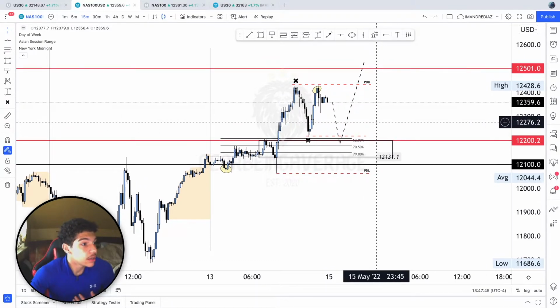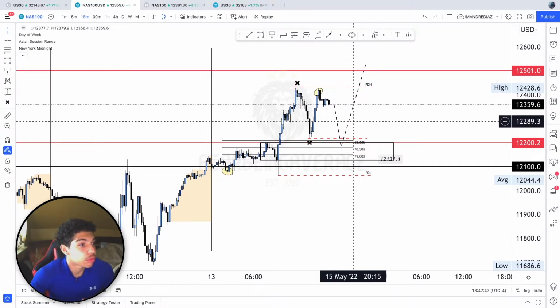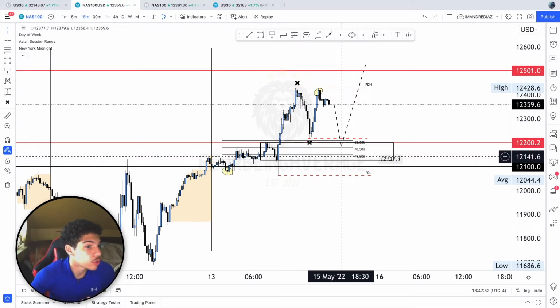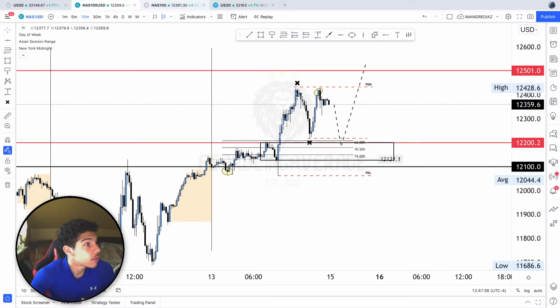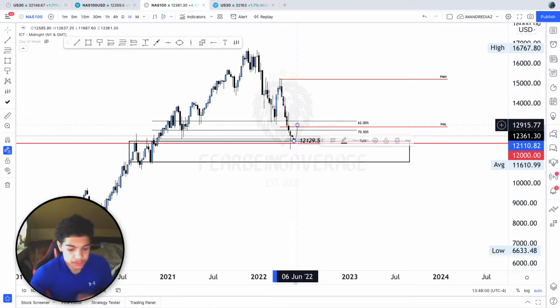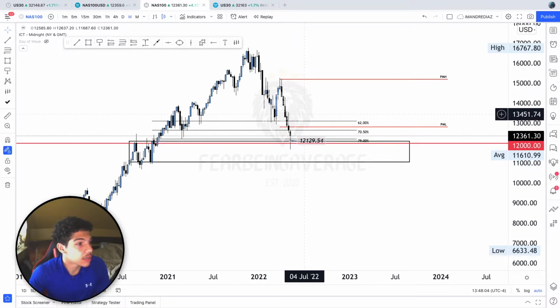But nonetheless, this is ideally what I'm expecting for price this week. I do think we're going to be short-term bears to accumulate more orders around 12,200, 12,100 to potentially push higher into the week. And then from there, anything could happen. But this is what I'm expecting based off of lower time frames and higher time frames. But like I said, based off these higher time frames, anything could happen right now.